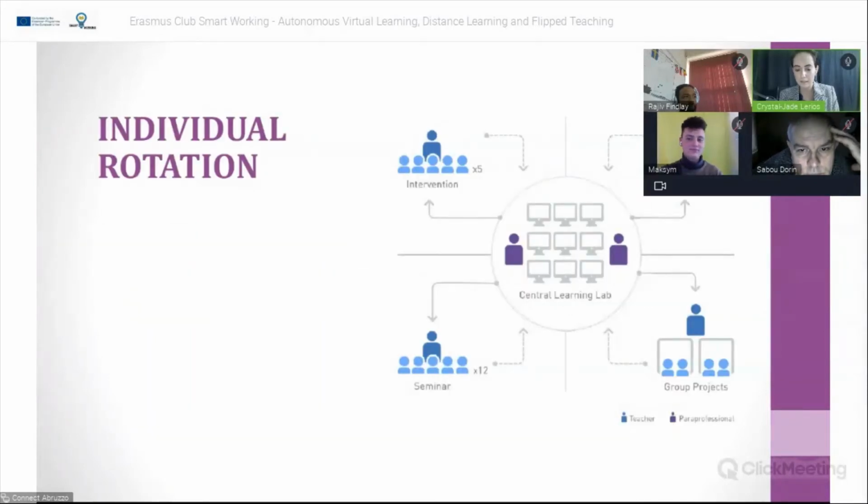So it could look something like this. We've got a group of intervention. We've got direct instruction. This model is usually used in schools that have a lot of money. They have invested a lot of money in a central learning lab. If we have time to get together again, maybe if we can connect, I'll share my email. Maybe you can share yours. I'll show you some visual examples of what a school that uses individual rotation looks like. So next slide.